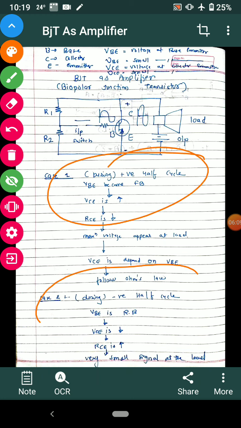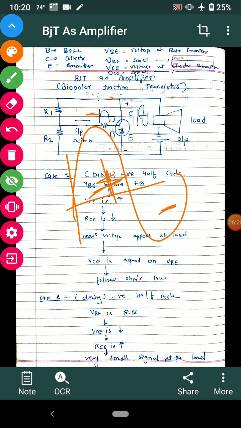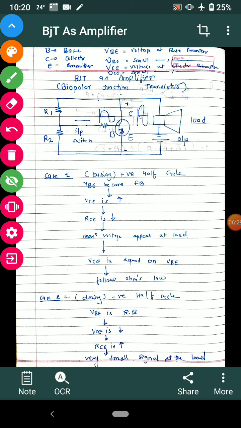And what happens during the negative half cycle? A negative signal is given during the negative half cycle. The positive half cycle we already discussed as case one. This is case two, during the negative half cycle. What actually happens during the negative half cycle?